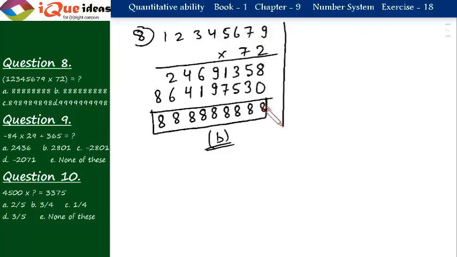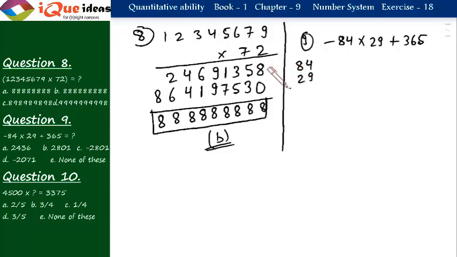Okay, now let's take question number 9. It says minus 84 into 29 plus 365, right? There is nothing much to do in this question. You simply multiply 84 and 29 separately. So we'll use the column method for that.